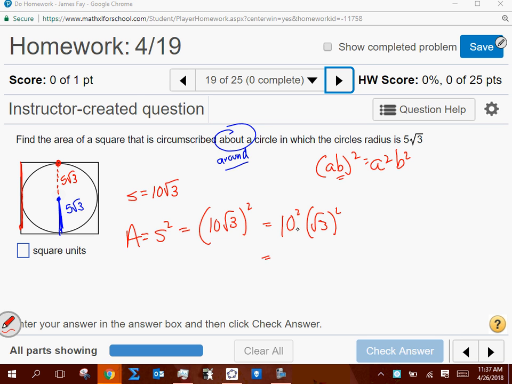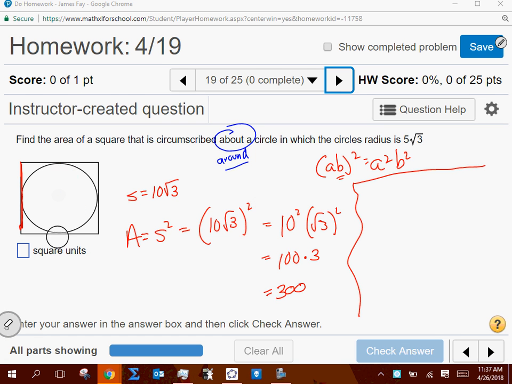What's 10 squared? 100. What is radical 3 squared? 3. So what's 100 times 3? 300. Not the only way you could do this. I don't know that the other ways are really enjoyable.